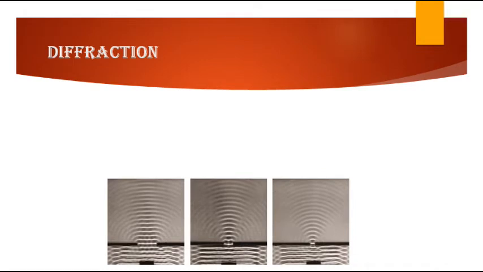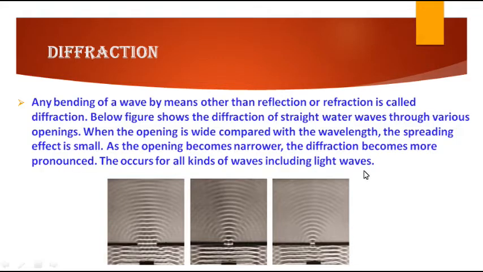So you can see this image. What we can see in the image is holes in a water tank, and their widths differ: the first has the most width, the second a little less, and the third one has very little width. Now we'll try to understand the wave pattern from these three images.